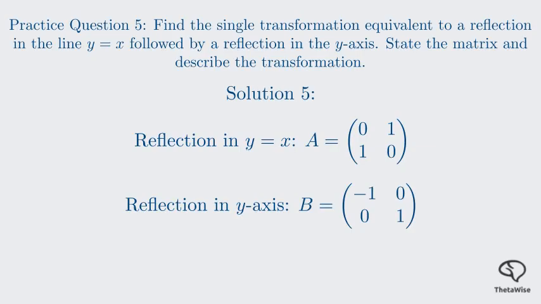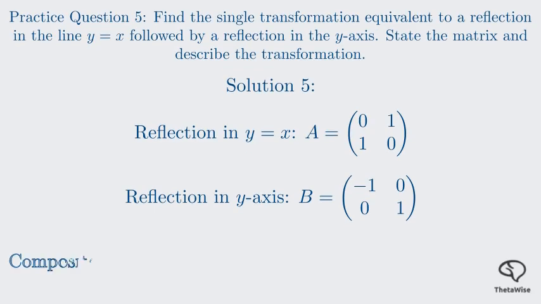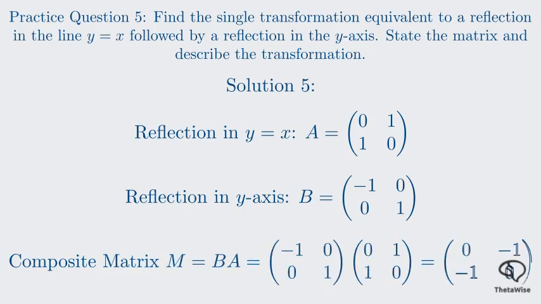The problem states, reflection in y equals x is followed by reflection in the y-axis. So the first matrix applied to the vector, A, goes on the right and B goes on the left. The composite matrix is BA. We calculate the matrix product BA. The resulting matrix is [[0, 1], [-1, 0]].